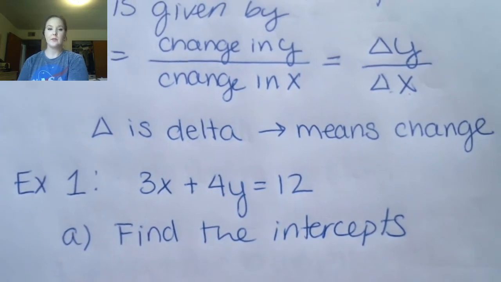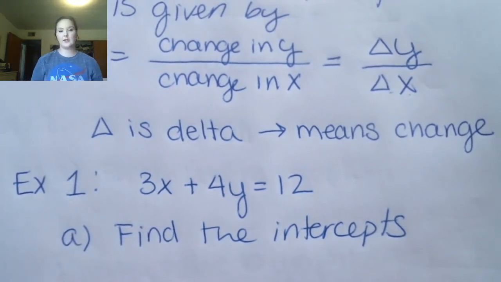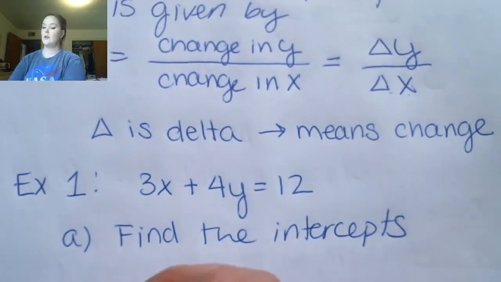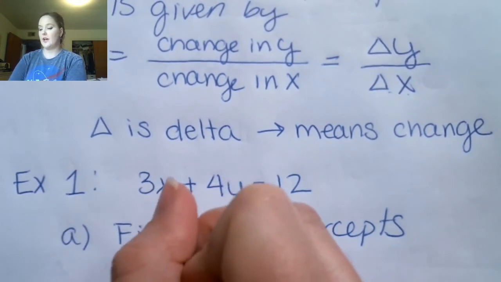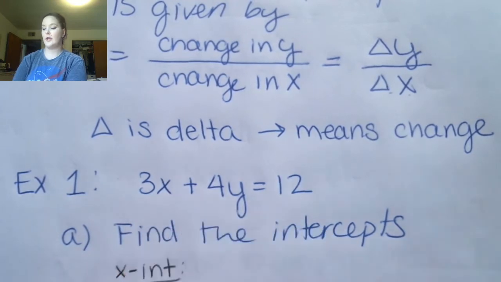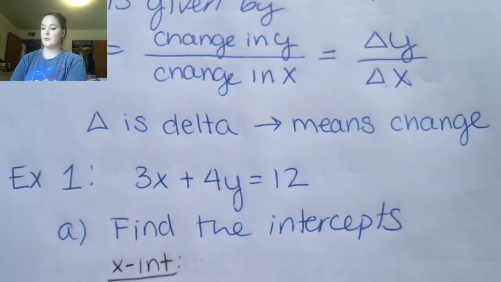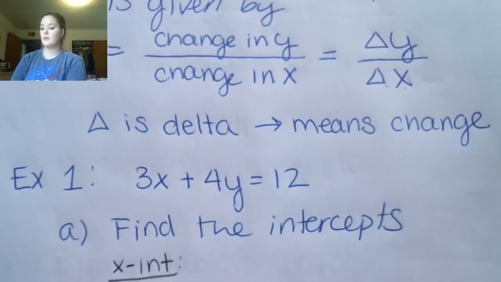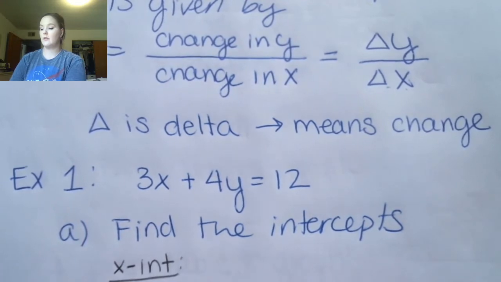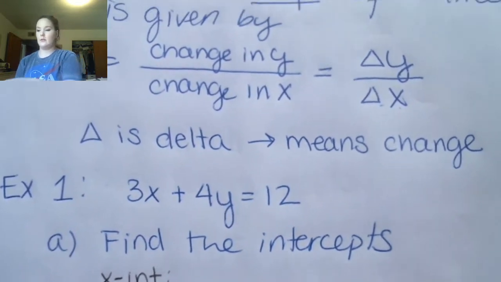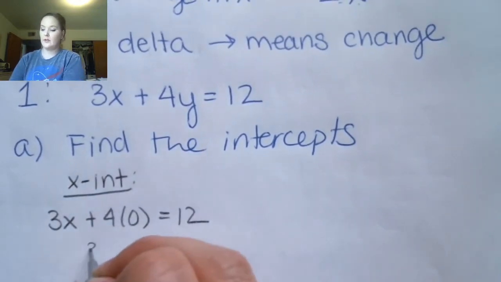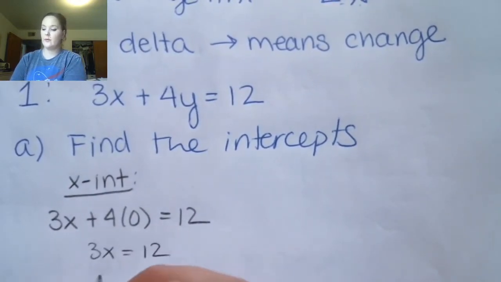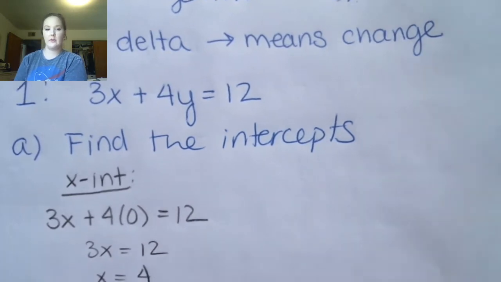So the first thing we're going to do looking at this equation is find the intercepts. This is using the skills that we refreshed in the last section. For the x-intercept, we're going to let y equal 0. Now this would give me 3x equals 12 or x equals 4.